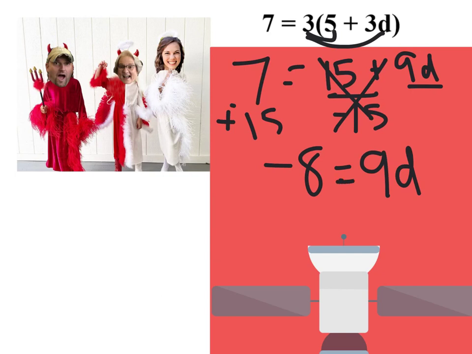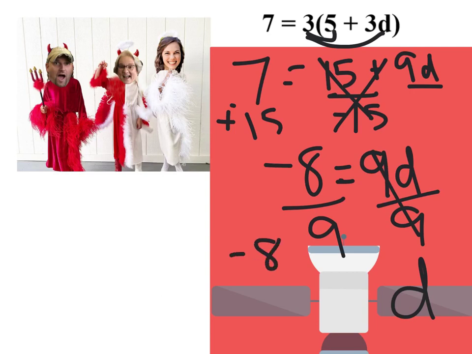Then, how do I undo the times 9 that they did? I divide by 9. These cancel out, and I'm left with d equals negative 8 ninths.